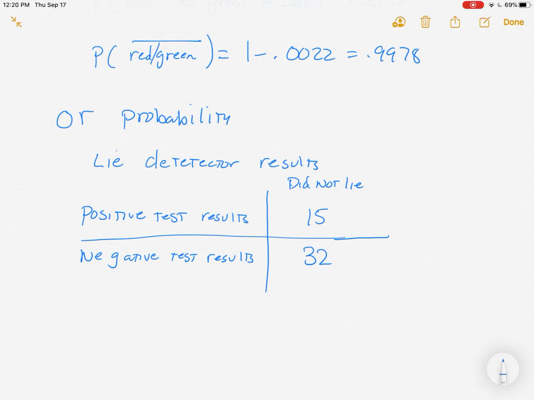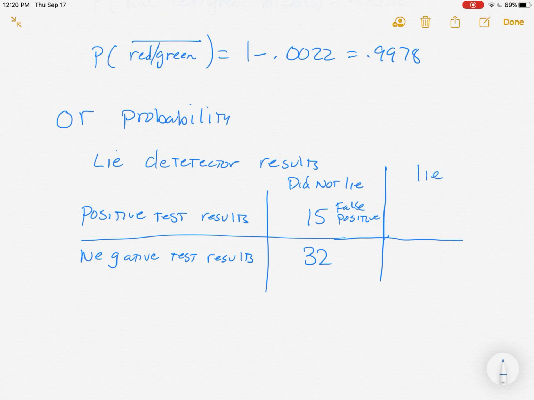They call these guys right here false positives. So if they use the word false positive in the book, and I think they will, that means you got a positive result when you shouldn't have. If somebody's not lying, the polygraph should say a negative test result. And it did for 32 of the people, but for 15 of them, it was a false positive.